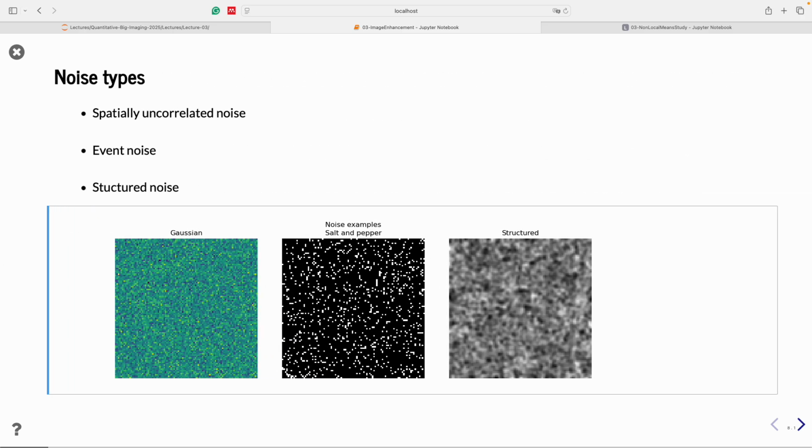From the random noise, we have different types, and also with different origins. So we have, first of all, the spatially uncorrelated noise, where every pixel gets some fluctuation without considering what happens in the neighbors. Then we have event noise. Here is an example, salt and pepper noise, where you have very strong, point-wise outliers. And finally, we also have some structured noise, which has a spatial correlation between the values of the noise.